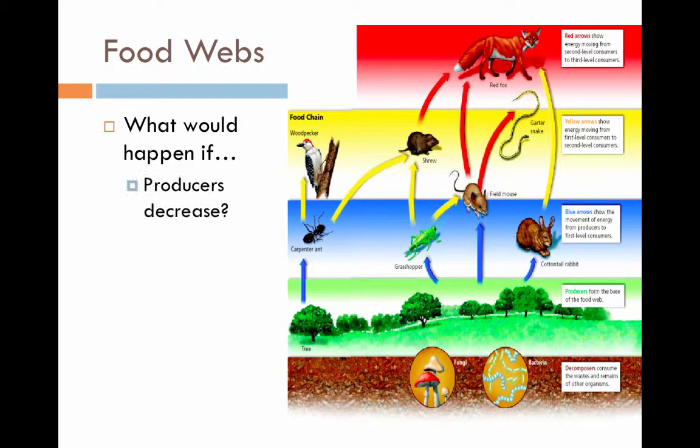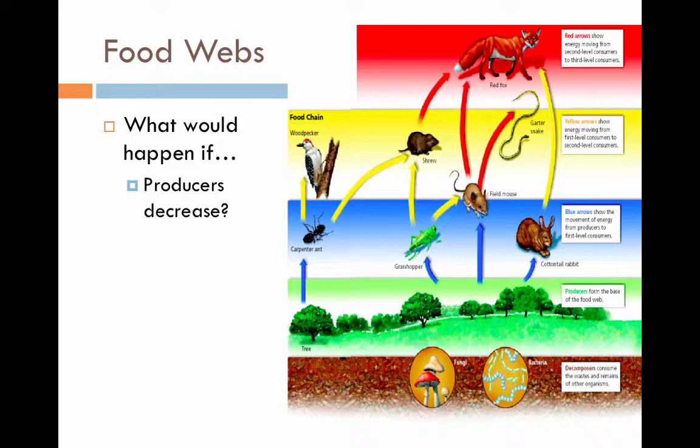So what would happen if the producers in this ecosystem decrease? What would happen to the grasshoppers? They'd also decrease. Cottontail rabbits, they would decrease. Field mouse, decrease. Carpenter ant, decrease. Well, what about the woodpecker and the shrew and the snake and the fox? Well, since their food source decreased, they would also decrease.